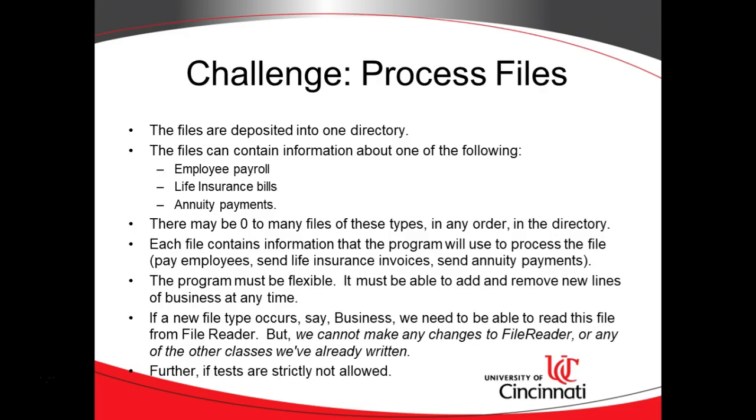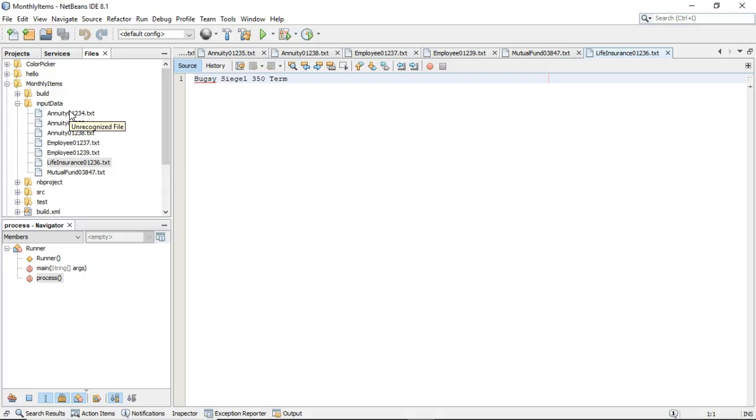So, what's our challenge here? What are we going to do to demonstrate writing a program without if tests? Well, we are going to process a series of files that are deposited on a monthly basis. Here's an example from NetBeans. You see we have a directory, and in that directory we have annuity 01234, then employee 01237, and so on and so forth. So the file name describes its contents.